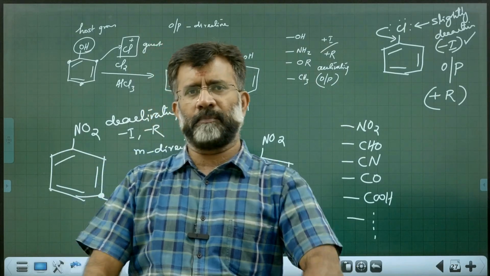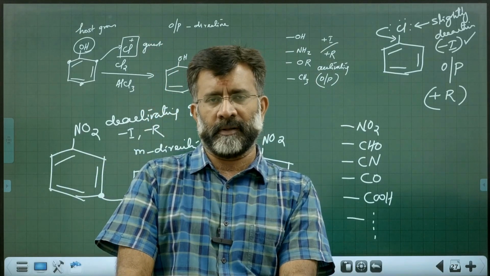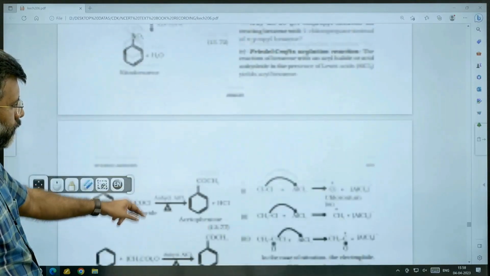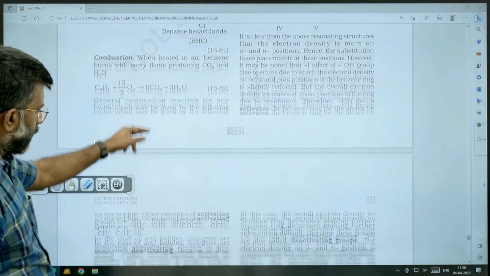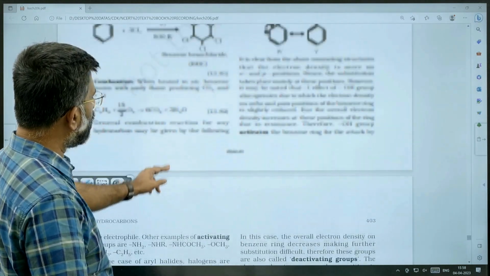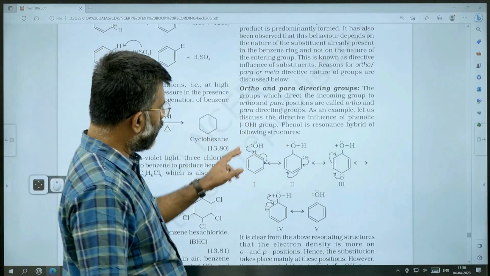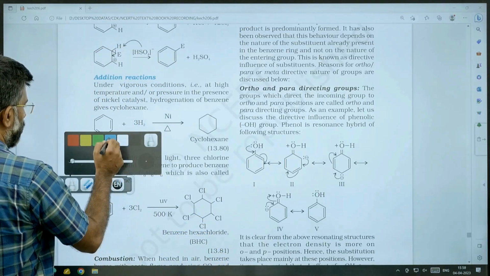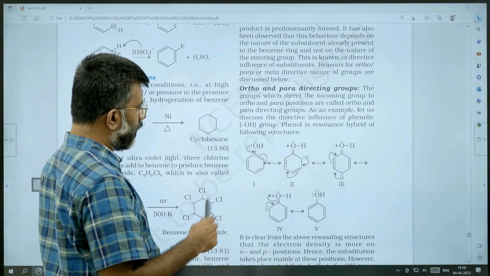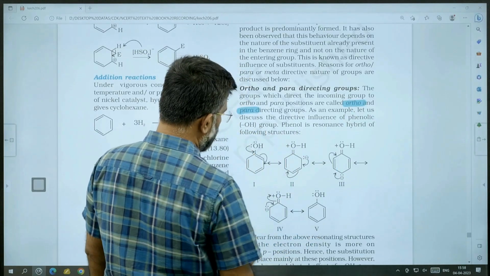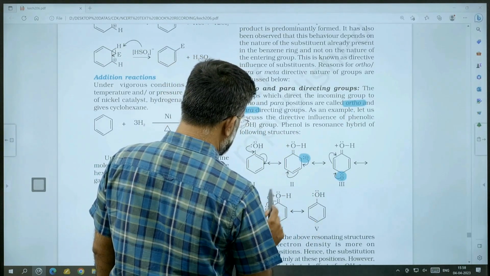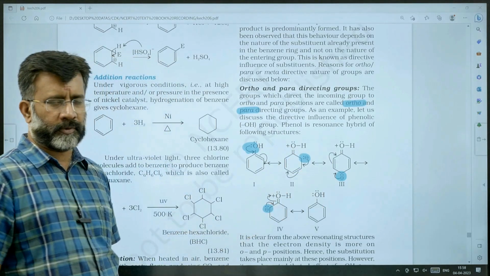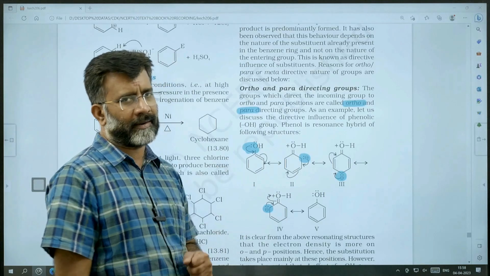These are some important points at the end portion of the chapter. The directive influence of the existing group is well explained in the textbook. Over the end portions you can find the directive influence of the existing group. Look at the OH group. The OH group is an activating group, ortho-para directing, and it is well explained with the resonating structures how it is activating and how it is ortho-para directing in nature. You see, the electron density at ortho-para positions increases. Due to the plus R effect of the OH group, the electron density at the ortho-para positions increases. So the electrophile preferably comes and attacks there.